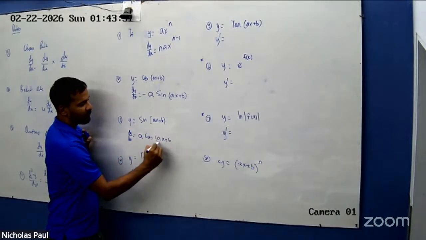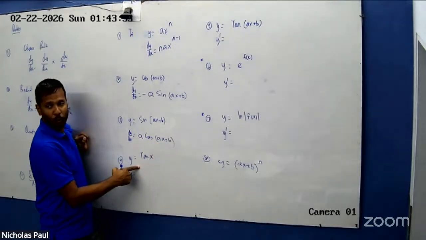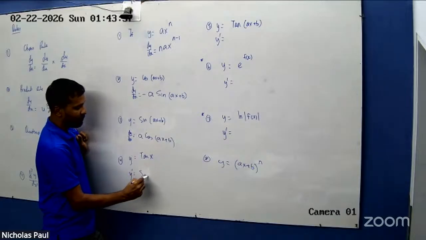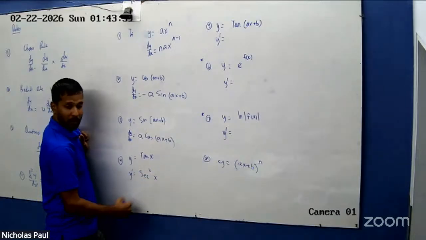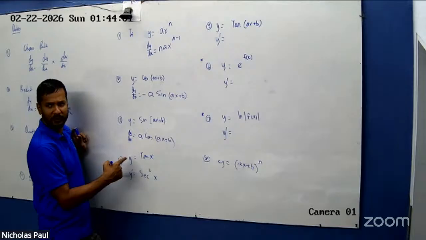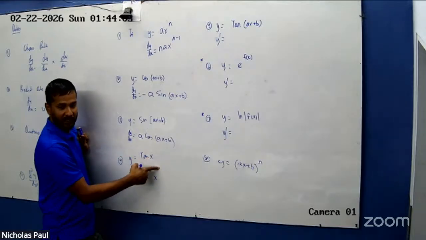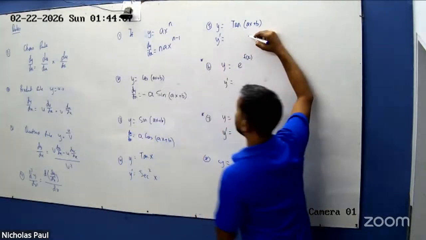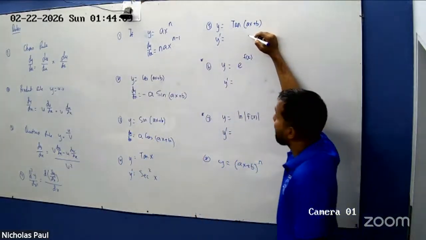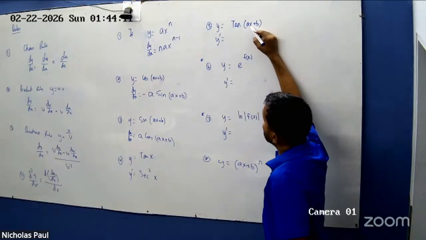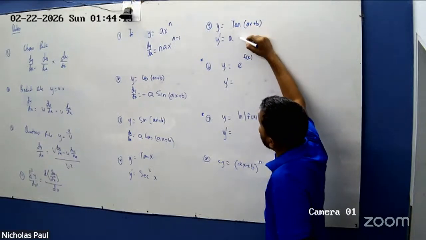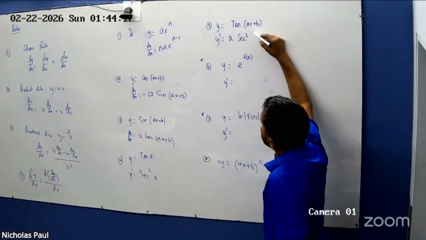Here, what's the differential of tan? Sec squared. Right? How do you prove it? Tan is sine over cos, and use the quotient rule, right? What's the differential here? The differential of ax + b is a. The differential of tan is sec squared, then write back.